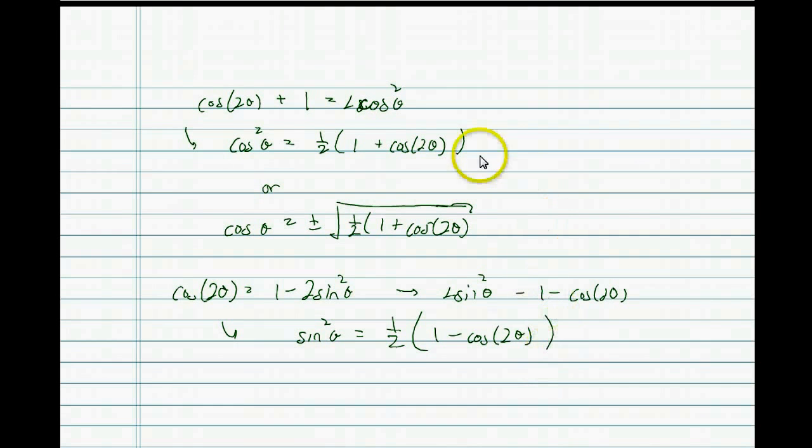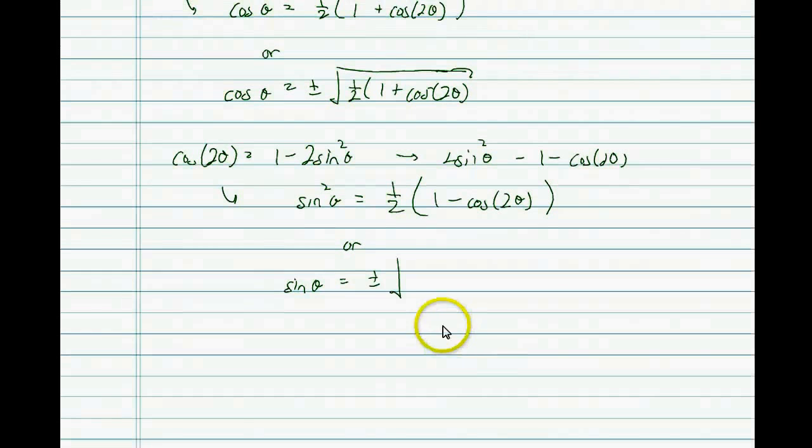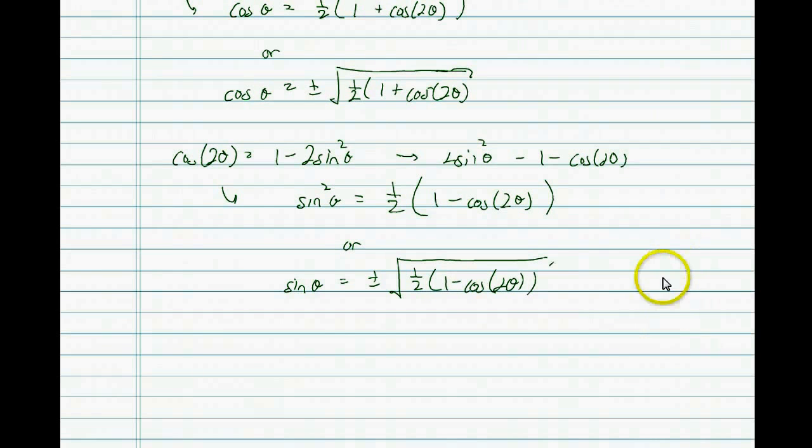So the formulas look pretty similar, except in the first one you get the plus sign, and in the second one you get the minus sign. Again, if you want to solve for sine of theta, you take the square root of both sides and you get plus or minus the quantity on the right. Okay, so those are our half angle formulas. Sometimes it's going to be convenient to leave it squared. Sometimes it'll be convenient to actually solve for it.